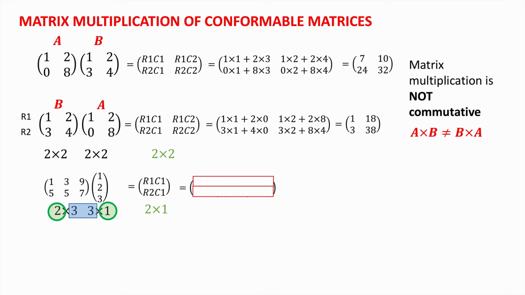And to get row 1 column 1 entry, I take row 1 of the first matrix and I multiply it by column 1 of the second matrix. So I'll get 1 by 1 plus 3 by 2 plus 9 by 3. And then to get row 2 column 1 entry, I take row 2 of the first matrix and I multiply it by column 1 of the second matrix. So that's 5 by 1 plus 5 by 2 plus 7 by 3. And when we tally these entries, we get 34, 36.